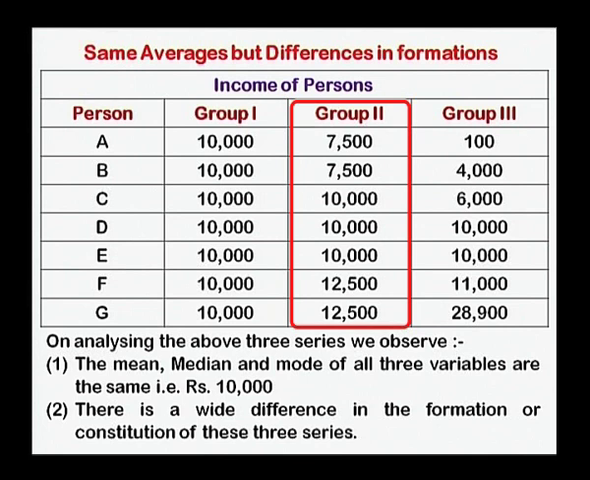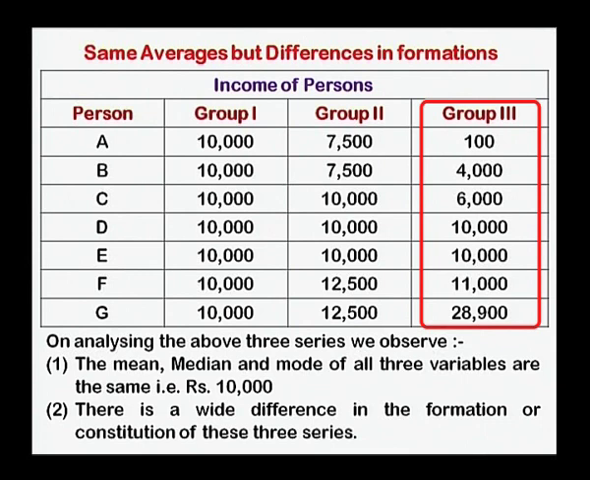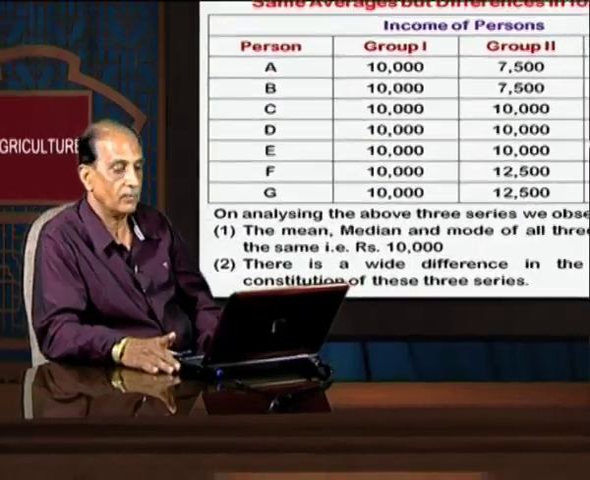So, we find some variations in the income of different persons. But in the third group, we have considerable variations in the income of persons. But it is very interesting to note that the calculation of mean, median and mode of all 3 variables is the same, that is 10,000. So, if we depend on the central tendency, then we will not be in a position to know the variations of the information given in the table.